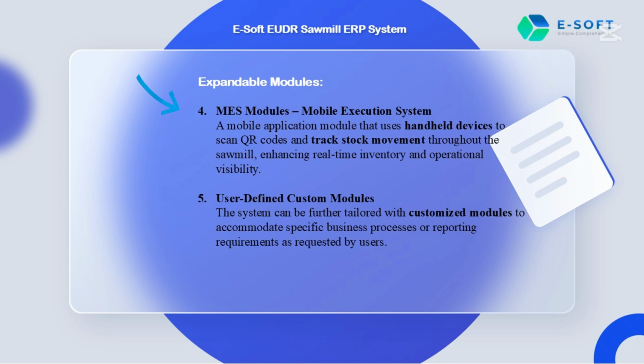4. MES module, Mobile Execution System. A mobile application module that uses handheld devices to scan QR codes and track stock movement throughout the sawmill, enhancing real-time inventory and operational visibility. 5. User-defined custom modules. The system can be further tailored with customized modules to accommodate specific business processes or reporting requirements as requested by users.